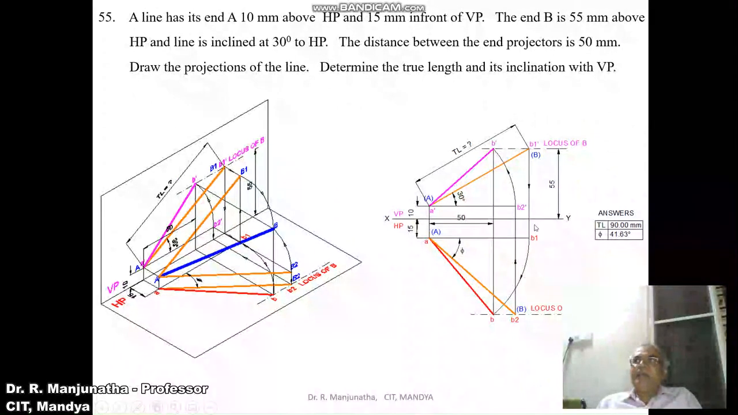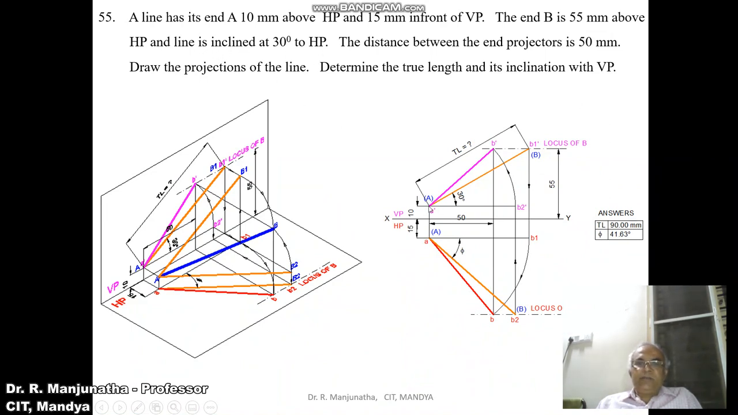From the XY line, you measure 55 mm and draw a horizontal dash dot line. So now we have the locus of B here. You write this as the locus of B. Then he has given the true inclination with respect to HP. That inclination can be seen in VP. How do I know that it is the true inclination? Because he says the line is inclined at 30 degrees to HP. Since it is a line, it should be a true length line.